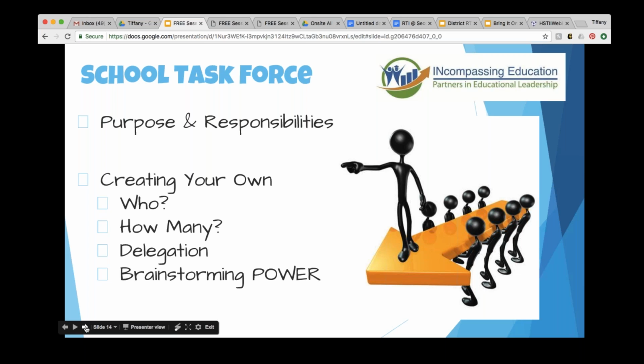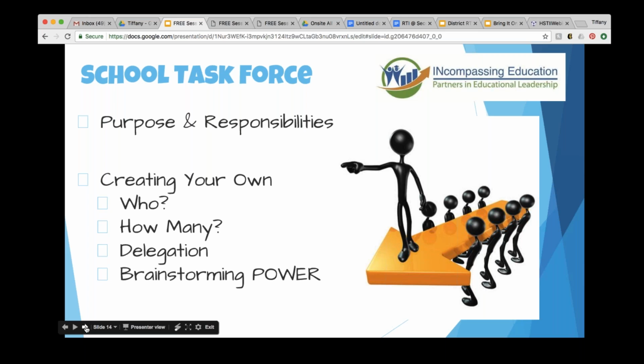What's really great with this school task force is that delegation is huge, because now you have more people to delegate these RTI responsibilities to. Let me tell you, RTI implementation is a heavy task. There are many, many things that have to be accomplished in order for implementation to be done and to be done well.